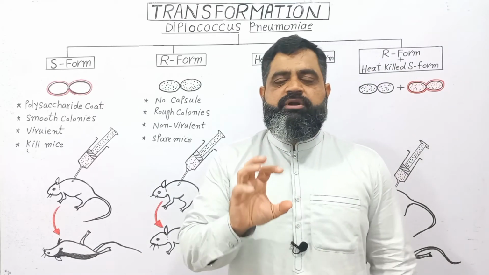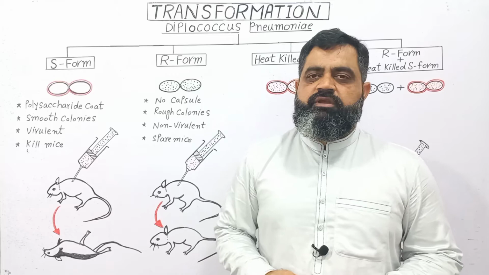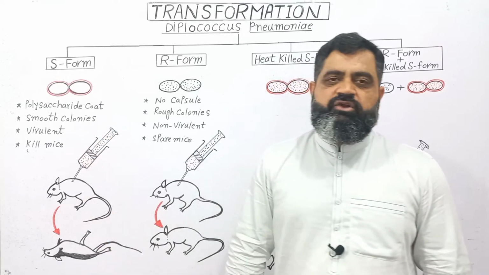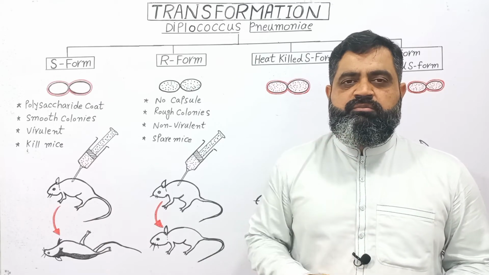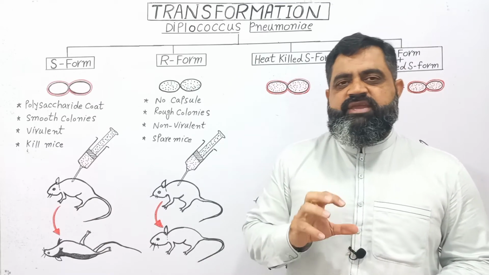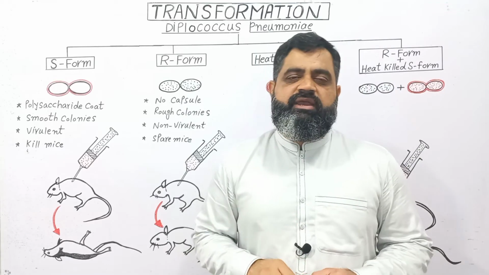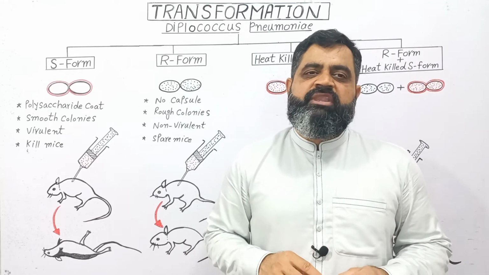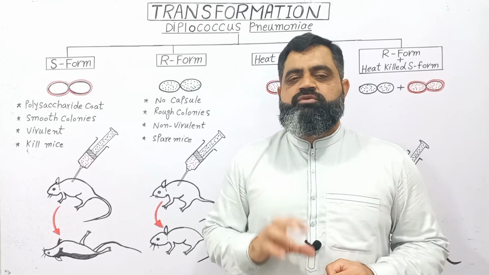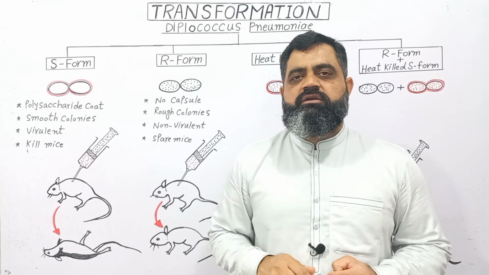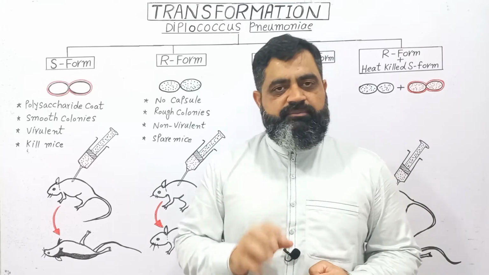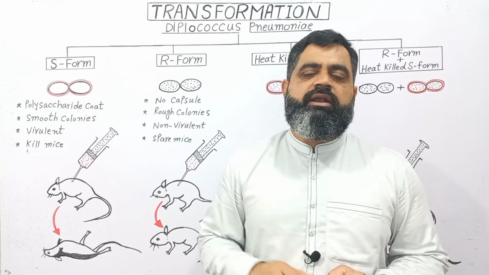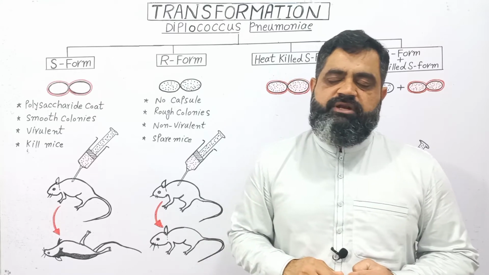There are some properties of this bacterium. Number one, this bacterium has a polysaccharide coat on its outer surface, which makes it very virulent. This polysaccharide coat, which is synthesized by their DNA, makes the bacteria resistant to the immune system, and the immune system cannot kill them, so they cause infection in the animal and the animal can die.